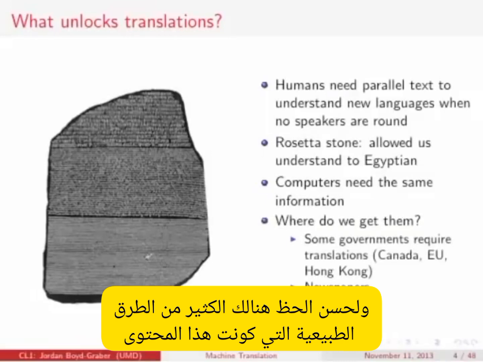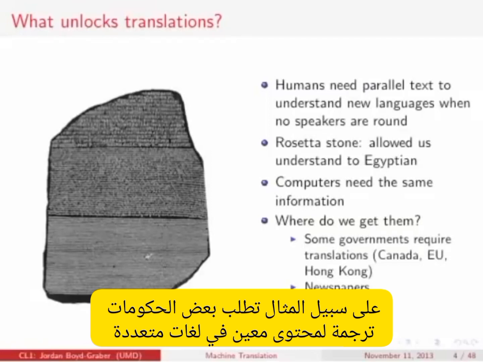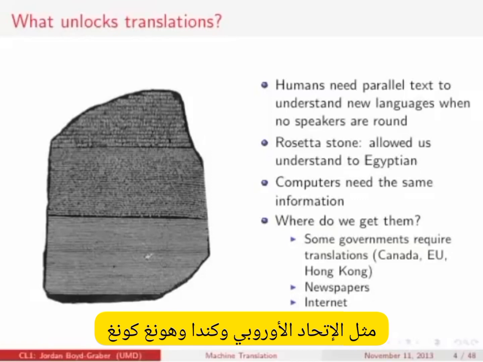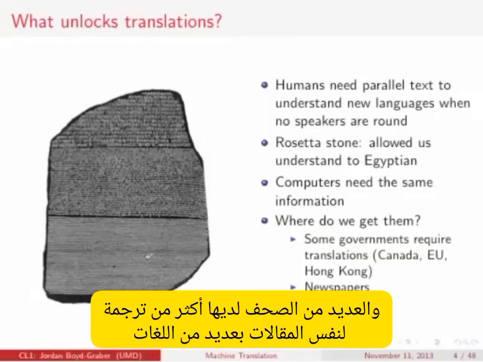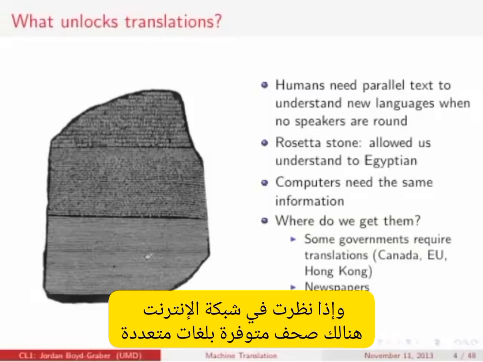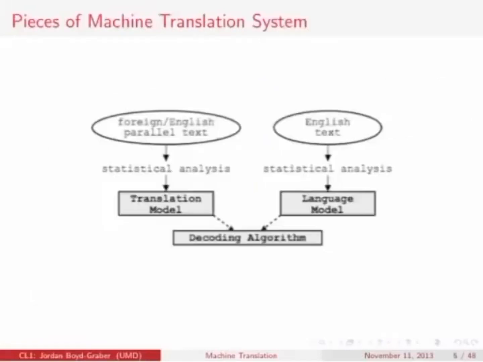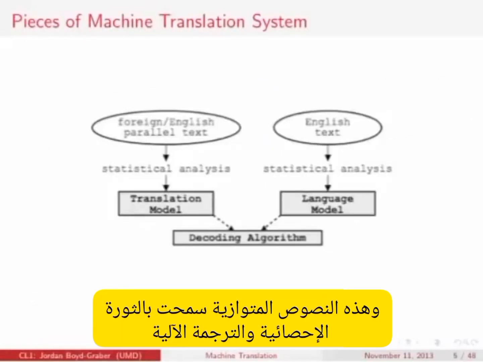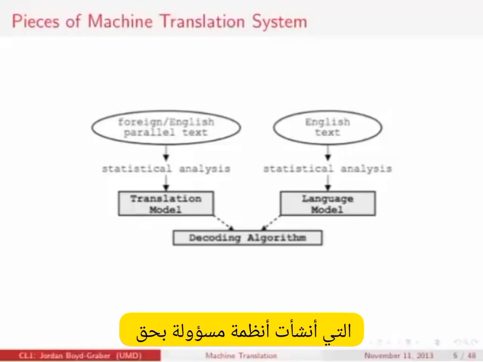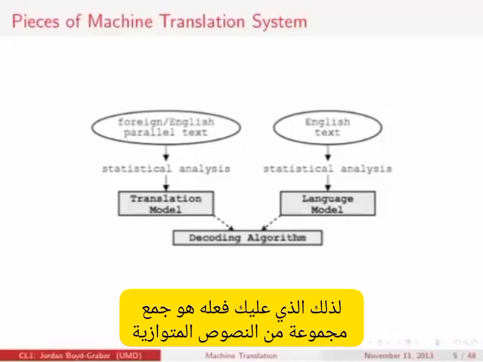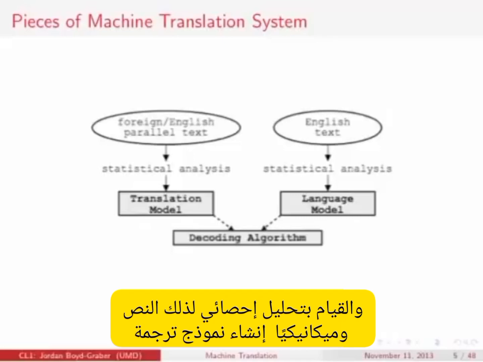And fortunately for us, there are a lot of organic ways that these data are created. So for example, some governments require translations in multiple languages, for example the European Union, Canada, Hong Kong. Many newspapers have translations of the same article into multiple languages. And if you look on the web, there are many web pages that exist in multiple languages. And these parallel texts have allowed the statistical revolution in machine translation that actually makes fairly reasonable systems. So what you do is you gather up a bunch of parallel text, you do a statistical analysis of that text, and that creates a translation model.